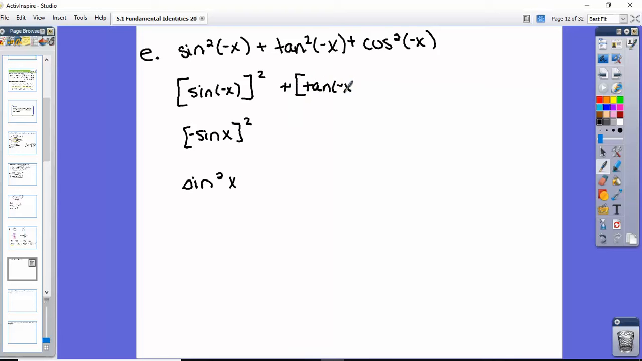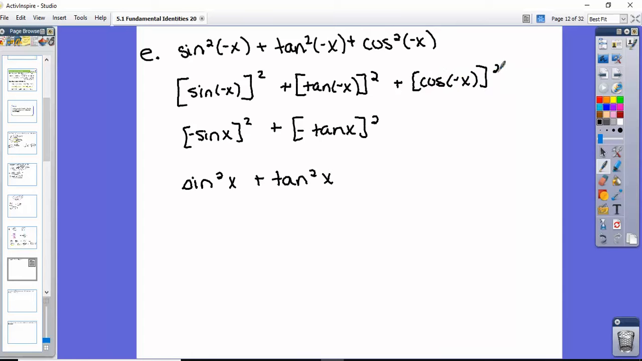Tangent is the exact same way. This is tangent of negative x squared. You know, if there's a negative, you can pull it out. But if I square a negative, that's positive. Cosine squared negative x. So that means you have cosine negative x squared. Cosine is even, so the negative just goes away. So this is just cosine squared. So we rewrote this without negatives because everything was squared. All those negatives just went away anyway.